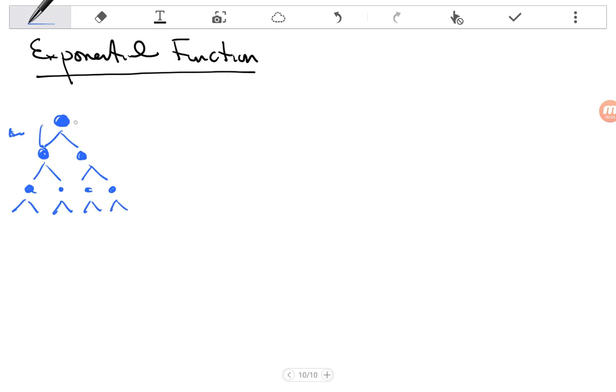So let's count the number of cells, or the number of bacterial cells. In this case, this will be 2. This case will be 2 power 2, and in this case it will be 2 power 3, and so on. This is 2 power 1, this is 2 power 2, 2 power 3, and so on. Okay, so if you look at this, and also this one, we may write it as 2 power 0.